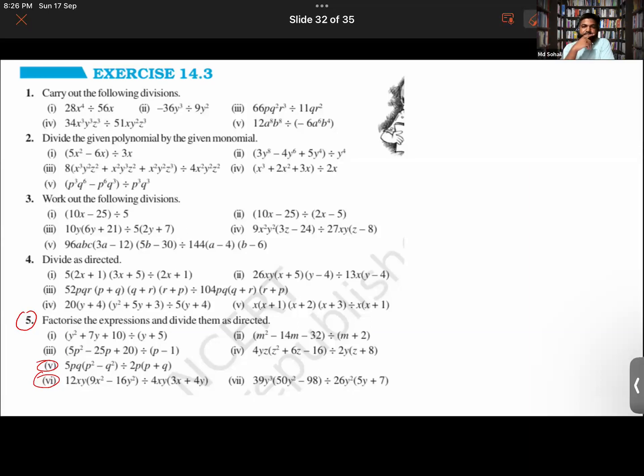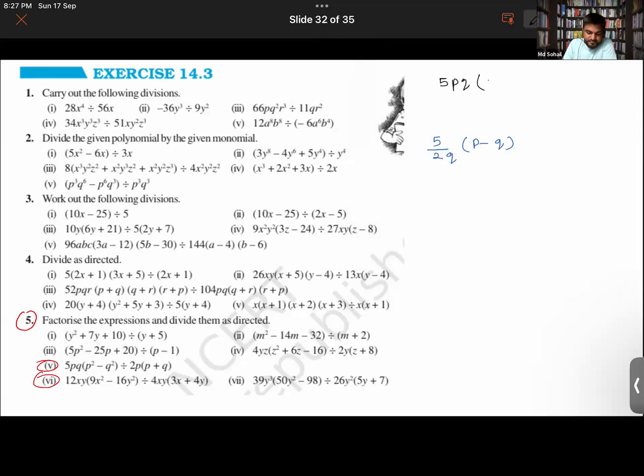Okay, so I have got the answer. What is the answer? 5 upon 2q multiplied by p upon p minus q. Okay, Arhan, what about you? Did you get the answer?